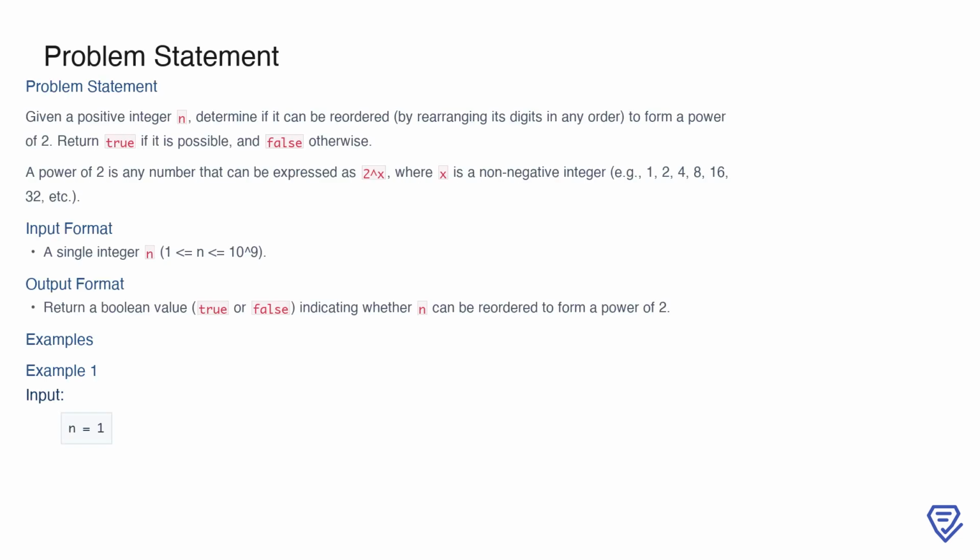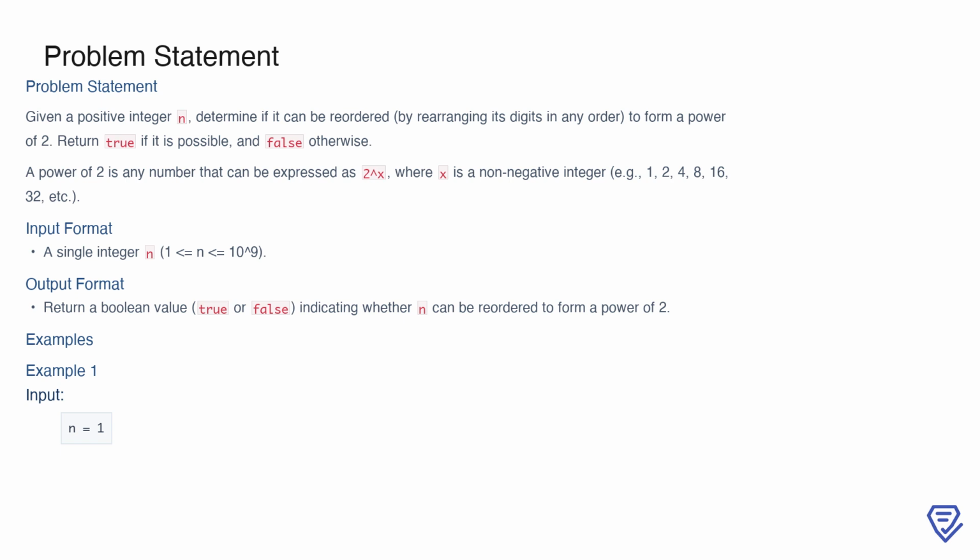Let's dive in. In this problem, we are given a positive integer n and need to determine whether its digits can be reordered to form a power of 2. By rearranging its digits in any order, we aim to find out if the resulting number can be expressed as 2^x, where x is a non-negative integer. Some examples of powers of 2 include 1, 2, 4, 8, 16, 32, and so on.